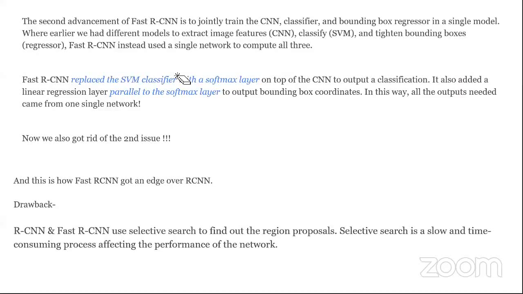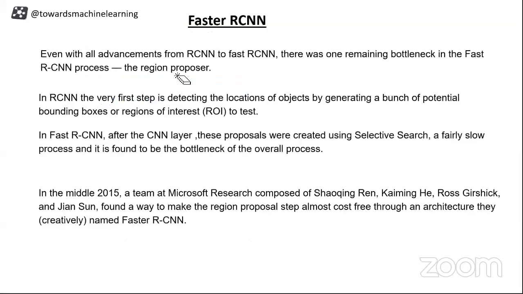There is one more issue that it solved. We had 3 different networks, right? We had the convolution network, the support vector machine, and the bounding box regressor, and we had to train them separately. But in the architecture they proposed, you don't have to do it separately. You can train them parallelly. All these 3 different components can be trained parallelly, and you will save time there also. Okay, now came your Faster RCNN.